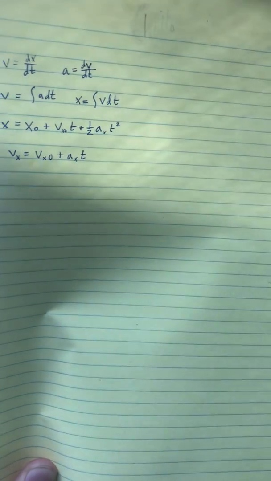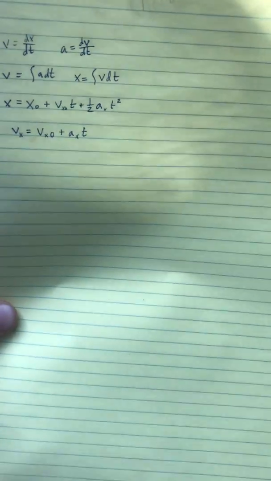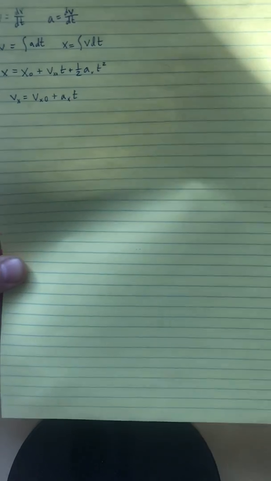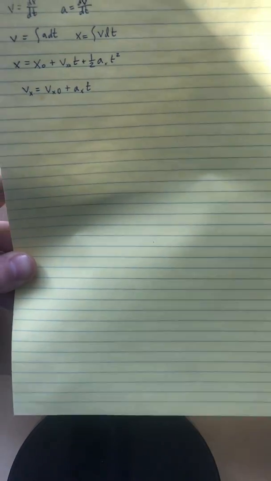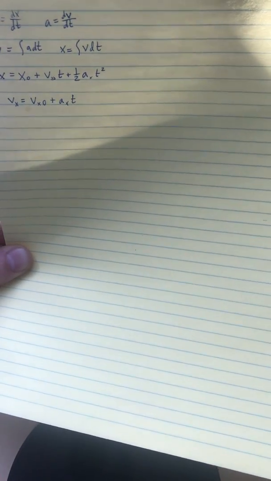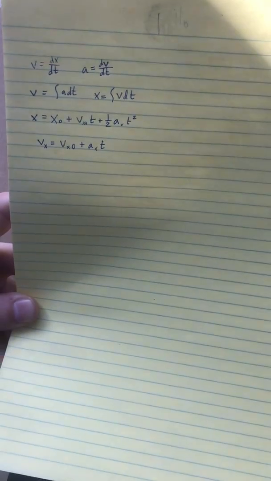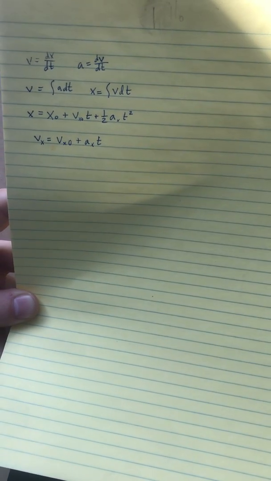Next, what I want to go over is these equations. The first one is to get displacement. To get displacement, it's going to be the initial position plus the initial velocity times time plus 1/2 times the acceleration times time squared. Just remember that equation, it'll come in handy for our example problem.